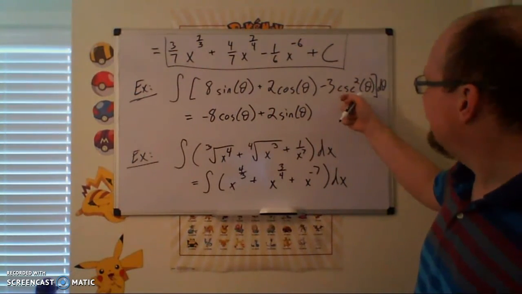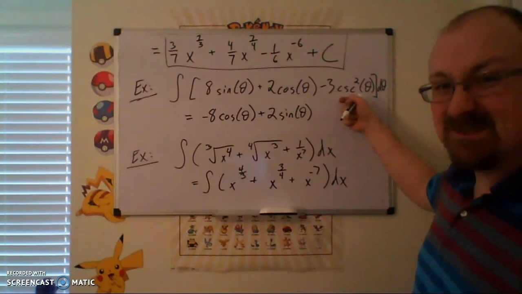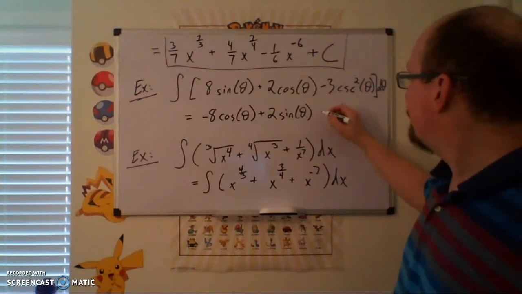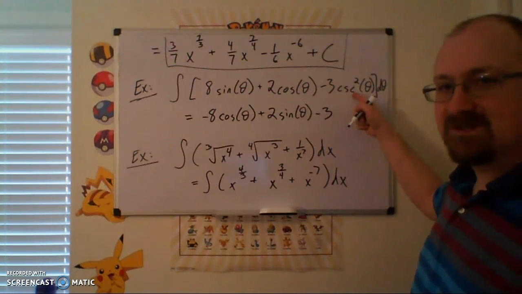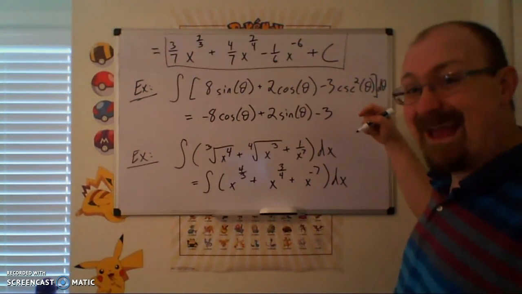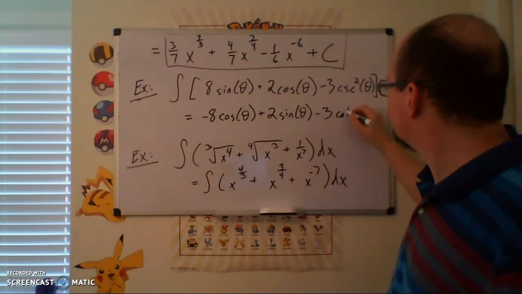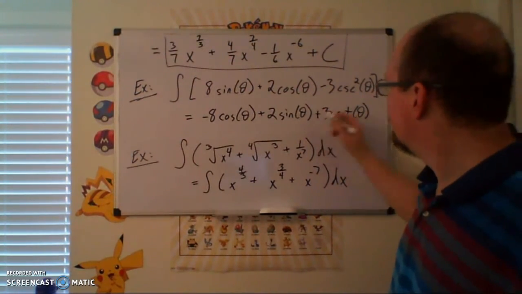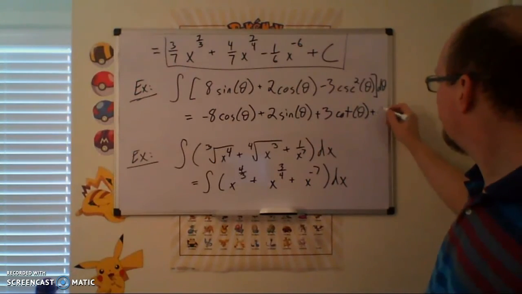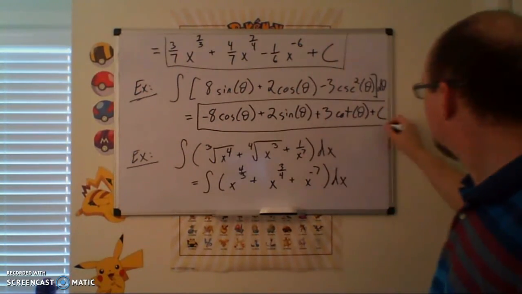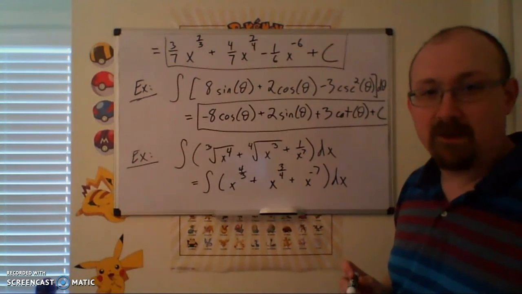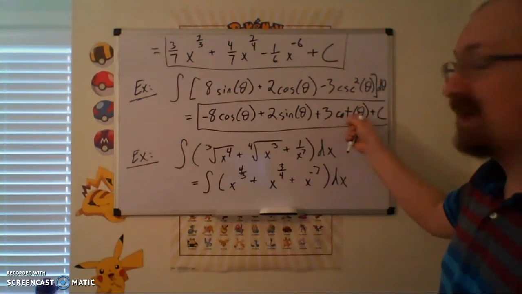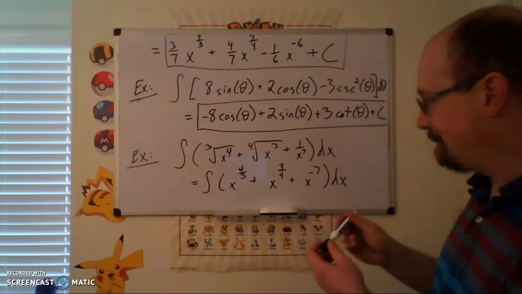So lastly, minus 3 cosecant squared of theta. That one's a little more obscure, but if you take a look at the bestest friend sheet, we have the minus 3. The cosecant squared antiderivative is negative cotangent of theta. So I have cotangent of theta, negative of negative 3 is going to be a plus 3. And don't forget that constant of integration at the end. So negative 8 cosine of theta plus 2 sine of theta plus 3 cotangent of theta plus c.